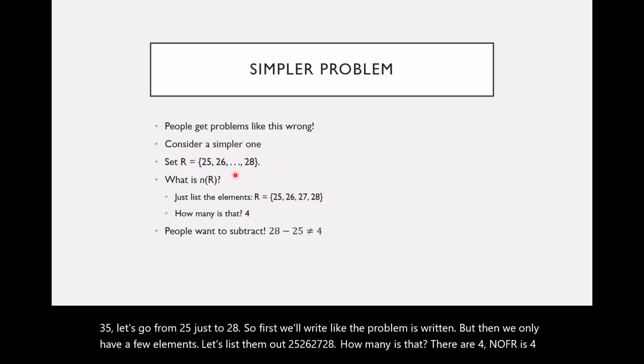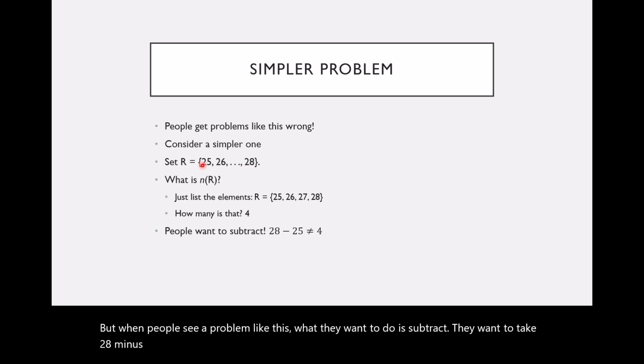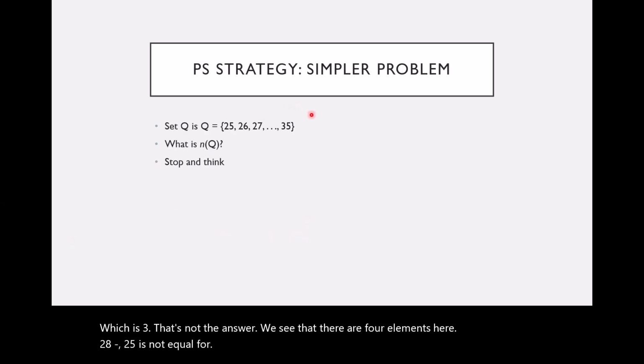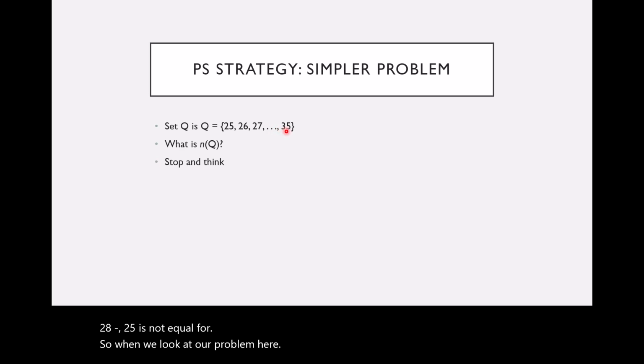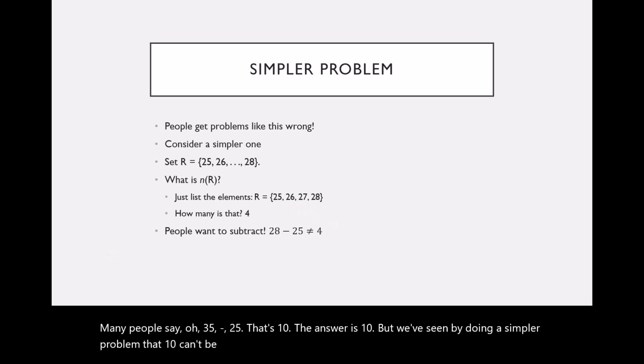But when people see a problem like this, what they want to do is subtract. They want to take 28 minus 25, which is 3. That's not the answer. We see that there are 4 elements here. 28 minus 25 does not equal 4. So when we look at our problem here, many people say, oh, 35 minus 25, that's 10. The answer is 10. But we've seen by doing a simpler problem that 10 can't be the answer.